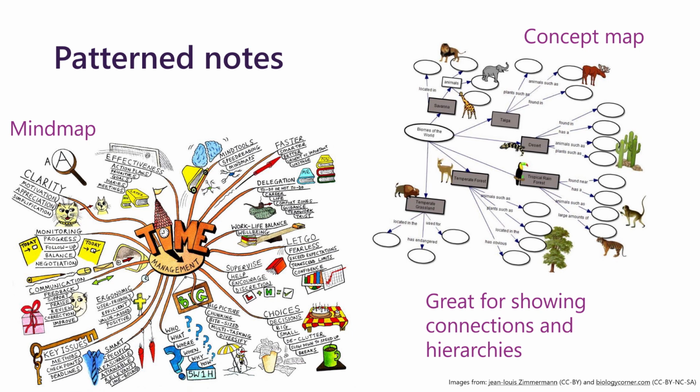On the right hand side we've got a concept map, and a concept map is really based on having several central ideas that are interlinked in different ways, and again that makes them really good for showing connections and hierarchies. These can be hand drawn on paper, or you can find a whole range of apps available on tablets and computers that can help you do this.